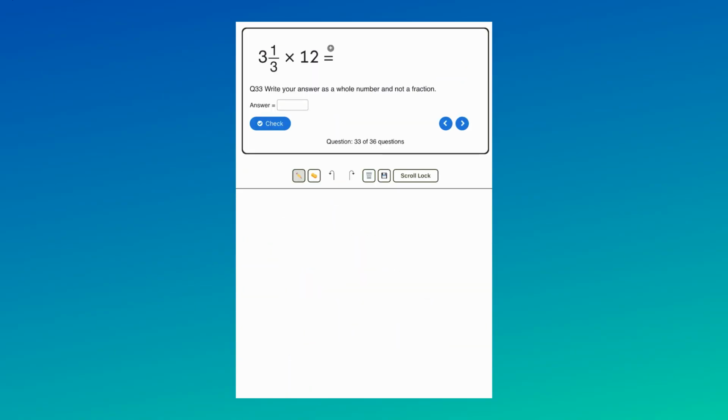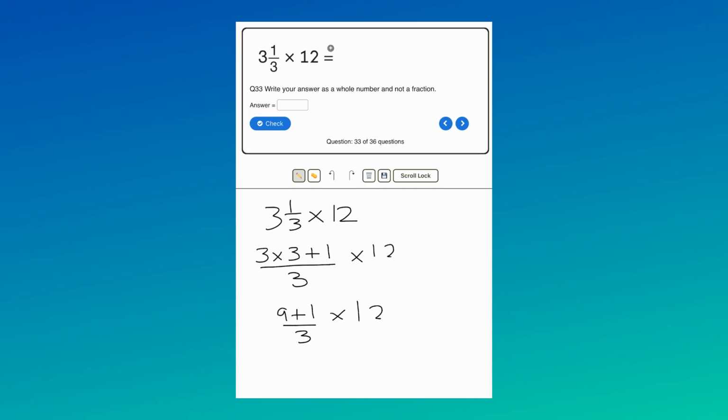Question 33. 3 1/3 times 12. Now I've got a mixed number on the left-hand side, which I want to convert to a top-heavy fraction. So I do 3 times 3 plus 1 divided by the denominator, and then multiply that by 12. 3 times 3 is 9, plus 1 divided by 3 times 12. 9 plus 1 is 10, divided by 3.